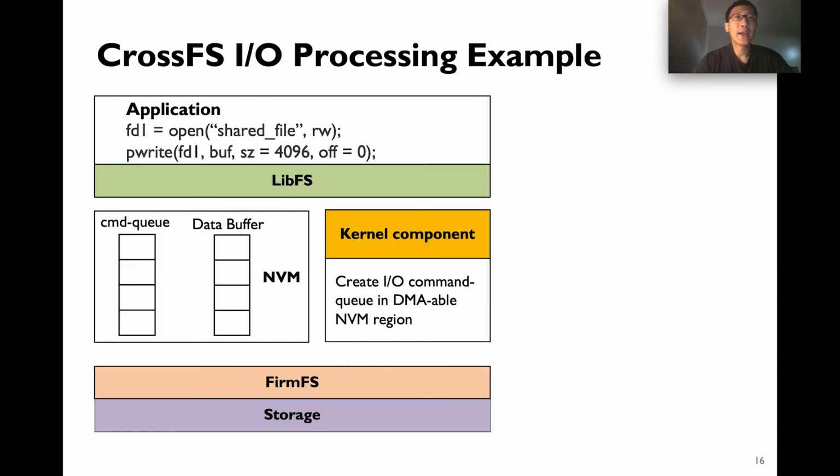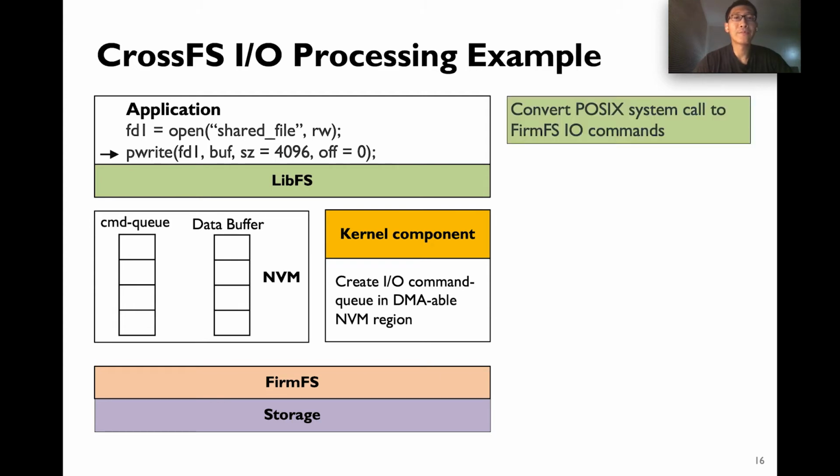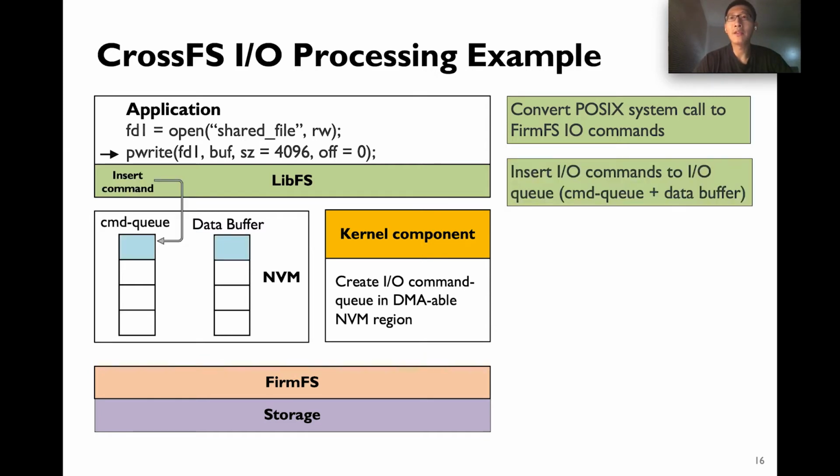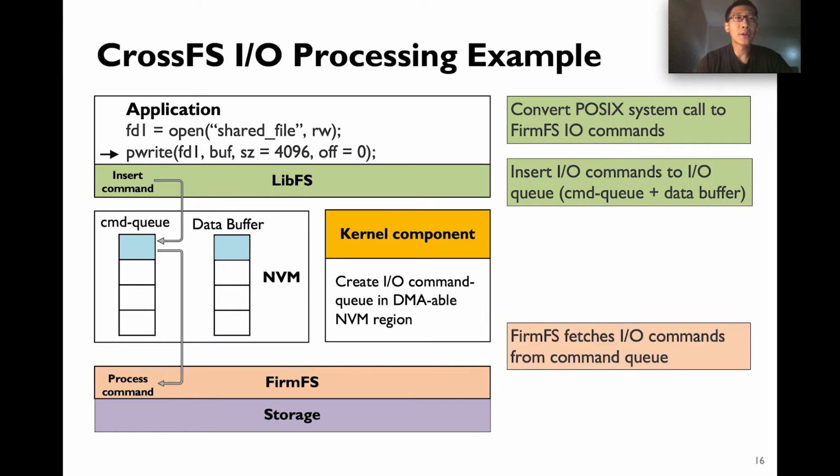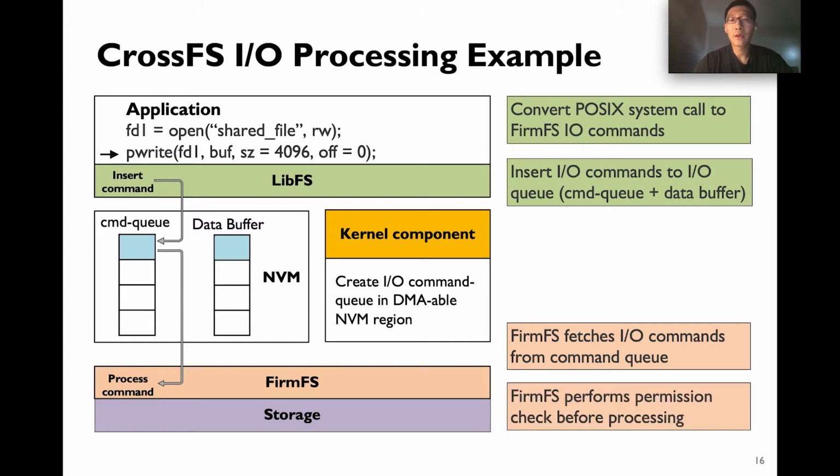To illustrate, here's a simple example. When an application calls a write system call, LibraryFS converts the system call to FirmFS I/O commands and inserts the request into the I/O command queue. Later, FirmFS fetches the I/O command from the command queue, and before processing, FirmFS performs a permission check.